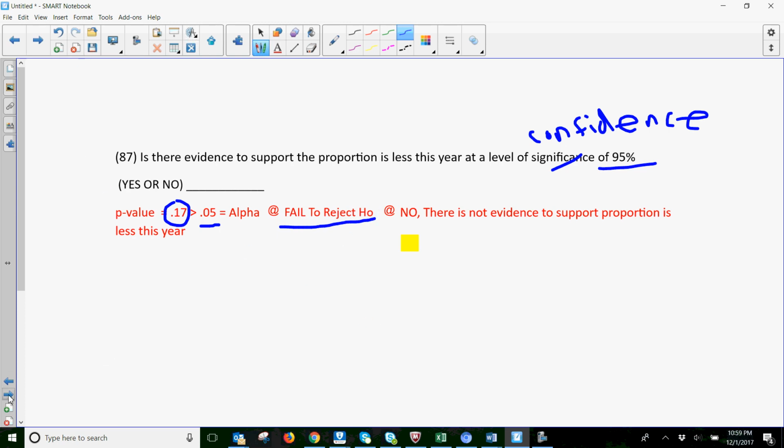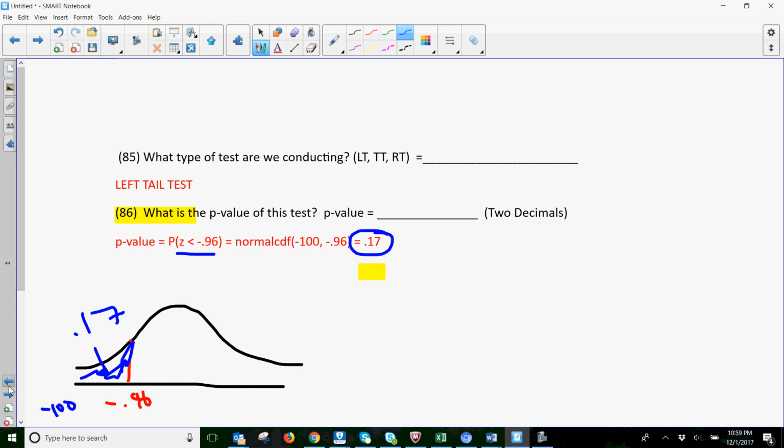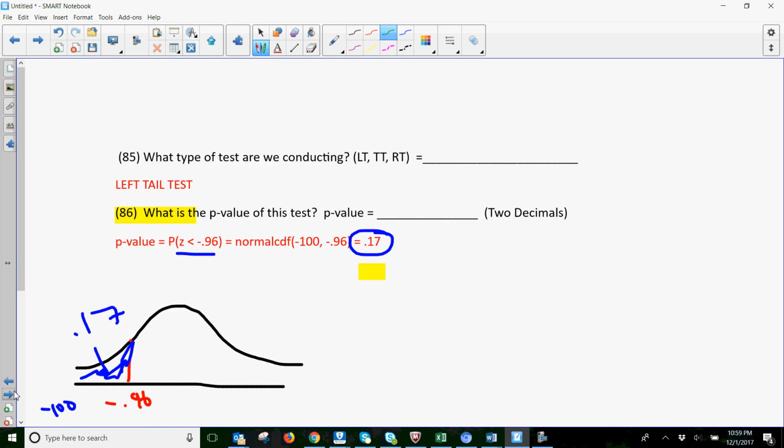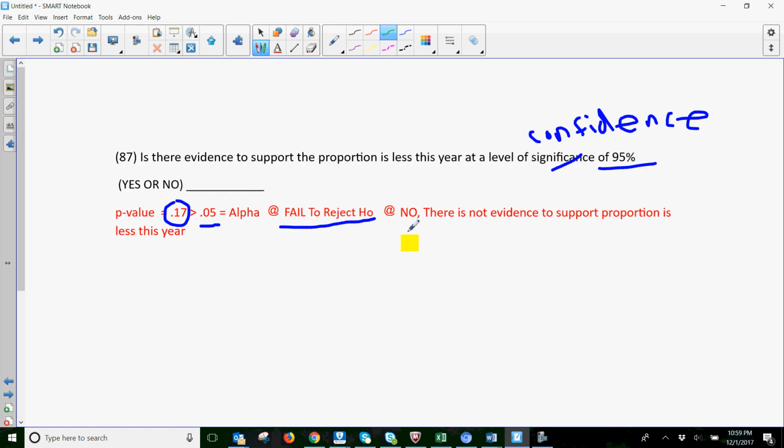If we fail to reject this, that means we are accepting it, so to say. And we are not supporting that it's less than. So there's not evidence to support the proportion is less this year.